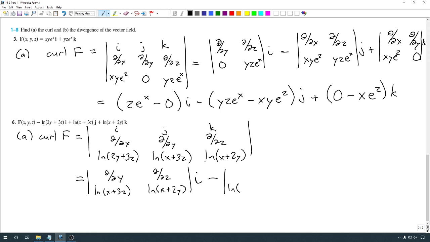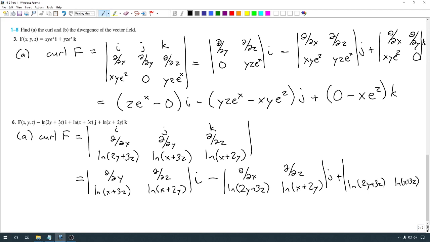Then we have, for j, we take off the middle ones and just look at the two sides. We have natural logarithm of 2y plus 3z, natural logarithm of x plus 2y. Here we have derivative with respect to x, derivative with respect to z. That's j. I still didn't have enough room, did I? Finally, k, we have just this 2 by 2 here. We have natural logarithm of 2y plus 3z, and then natural logarithm of x plus 3z. It's going to be d/dx and d/dy.